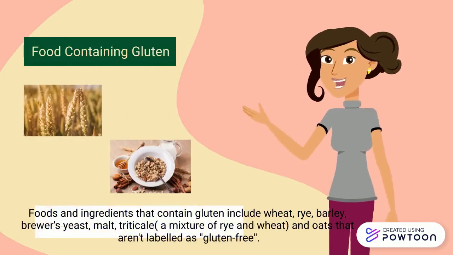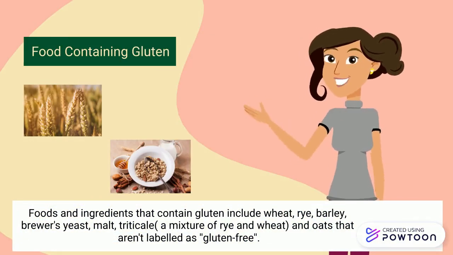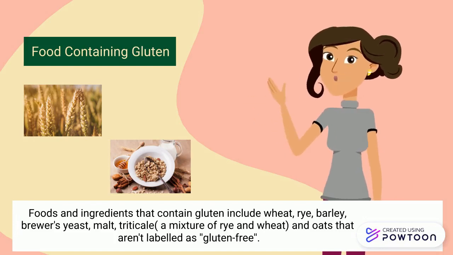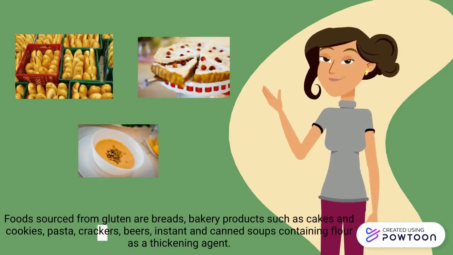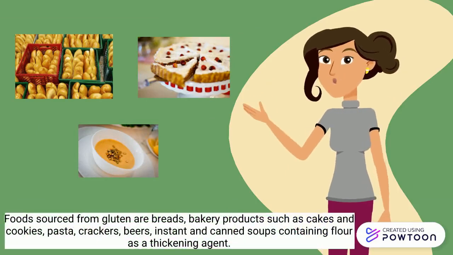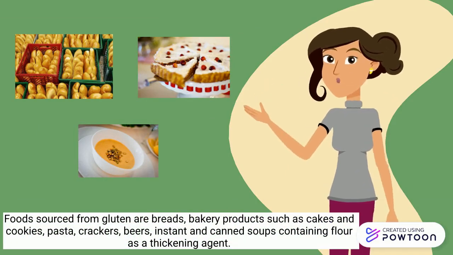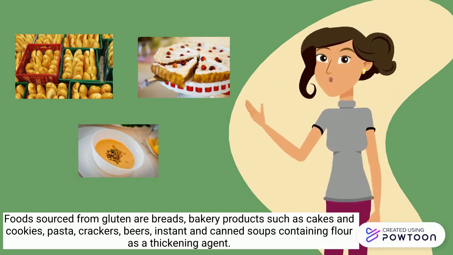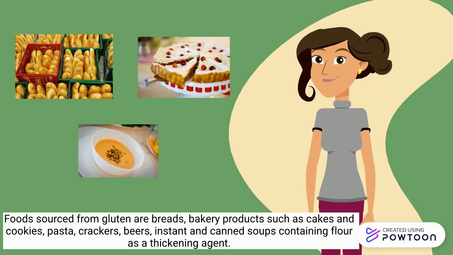Food and ingredients that contain gluten include wheat, rye, barley, bread, malt, triticale, and oats that aren't labeled as gluten-free. Foods sourced from gluten are breads, bakery products such as cakes and cookies, pasta, crackers, beers, instant and canned soup containing flour as a thickening agent.